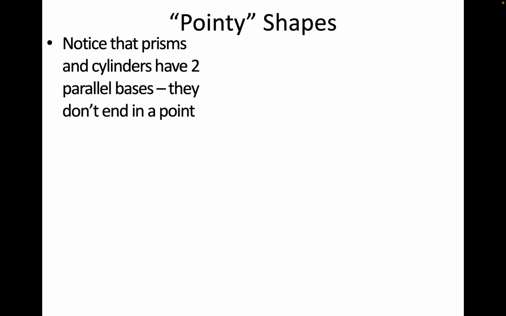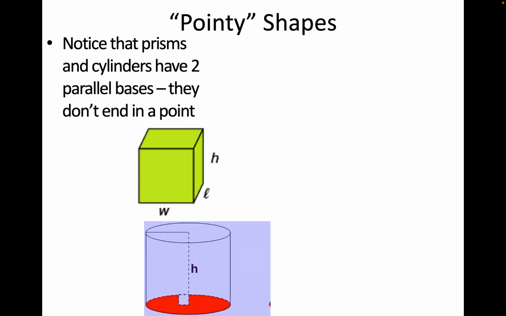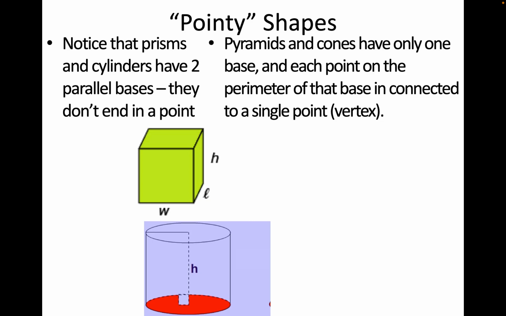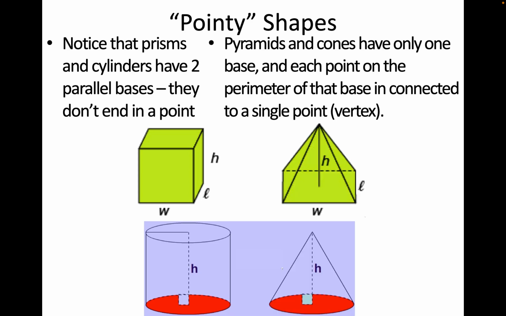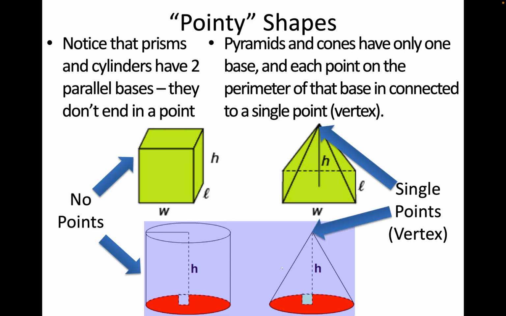So prisms and cylinders, if you remember, have two parallel bases. They don't end at a point. So on the top there is a prism, on the bottom there is a cylinder. But pyramids and cones have only one base, and then each point on the perimeter of that base is connected to a single point called the vertex. So right there, you can see that. So again, the pyramid comes up to the point at the very top there called the vertex, and the cone is the same way, while you notice that the prism and the cylinder don't have that pointy shape.